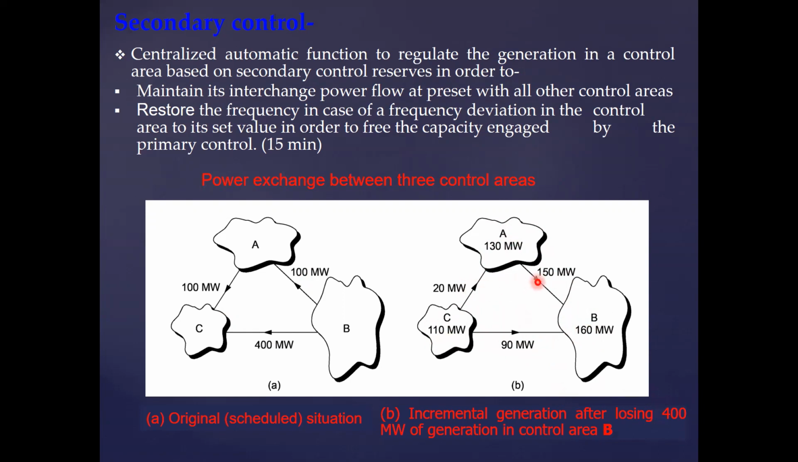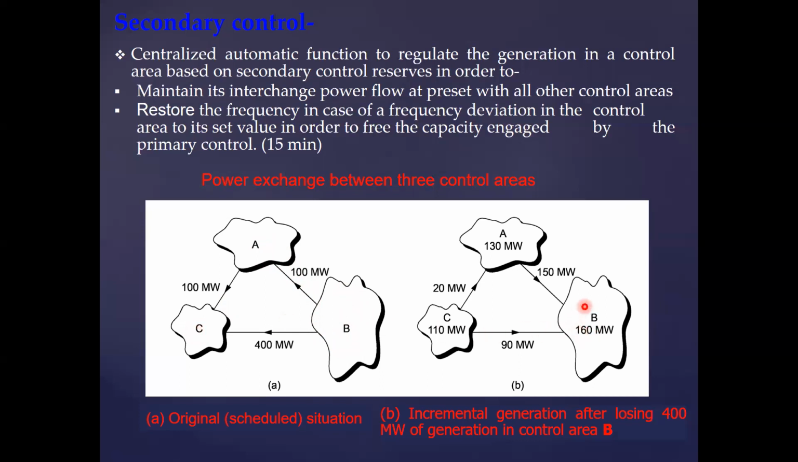And thus, being an interconnected system, it is always possible to have an interchange of the power flow. Because in the original situation, when the power flow was from B to A, it means that area B has surplus power generation available. And that's why it was able to supply area A as well as area C.